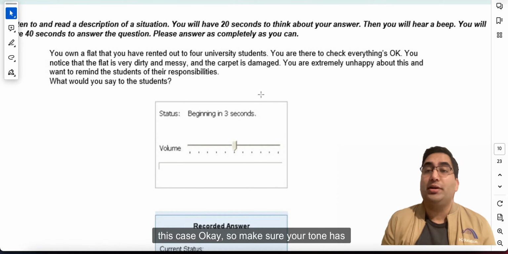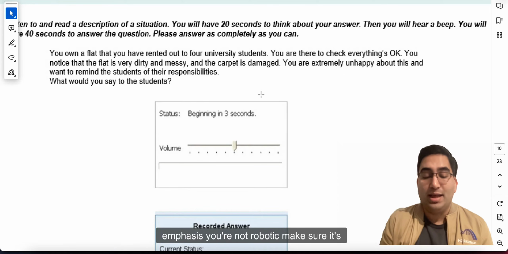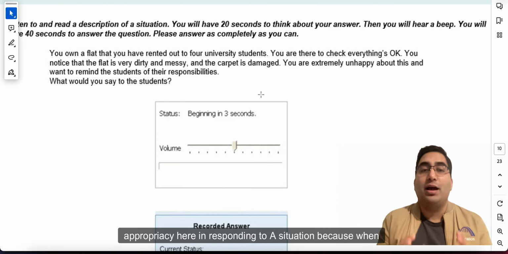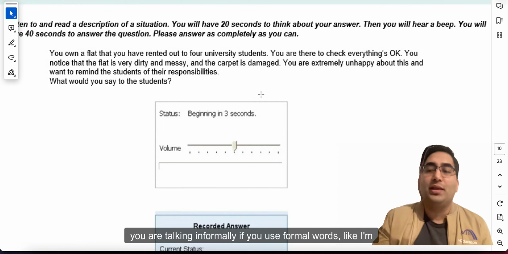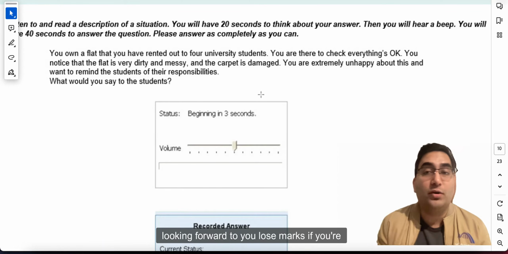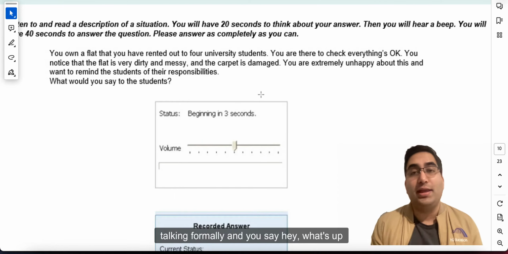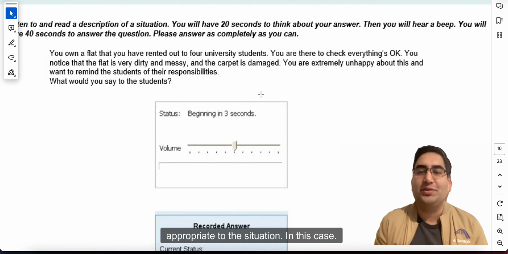Okay, so make sure your tone has emphasis, you're not robotic. Make sure it's appropriate to the situation. There are marks for appropriacy here in responding to a situation, because when you're talking informally, if you use formal words like I'm looking forward to, you lose marks. If you're talking formally and you say, hey, what's up, boss? You lose marks. So make sure it's appropriate to the situation.